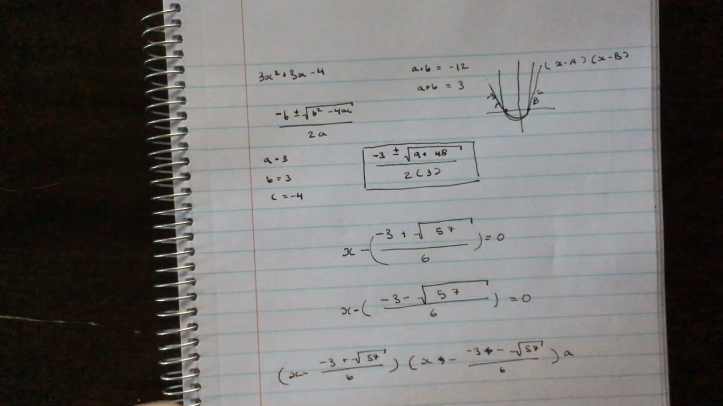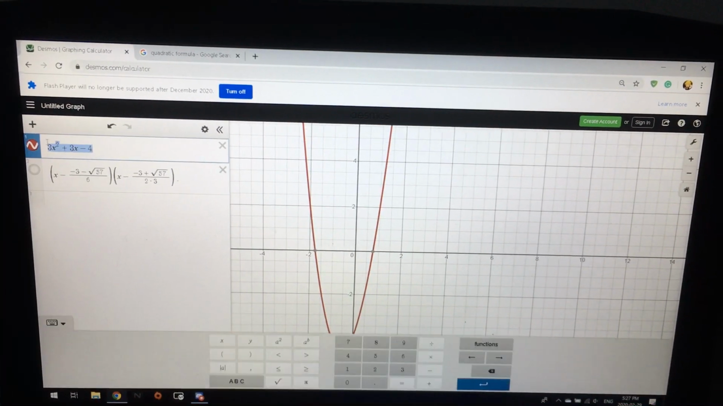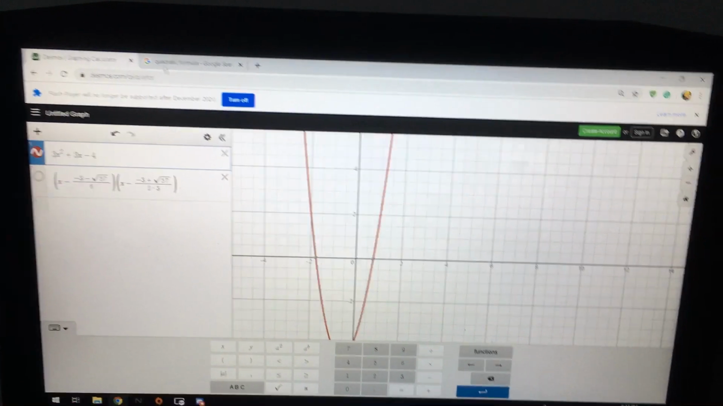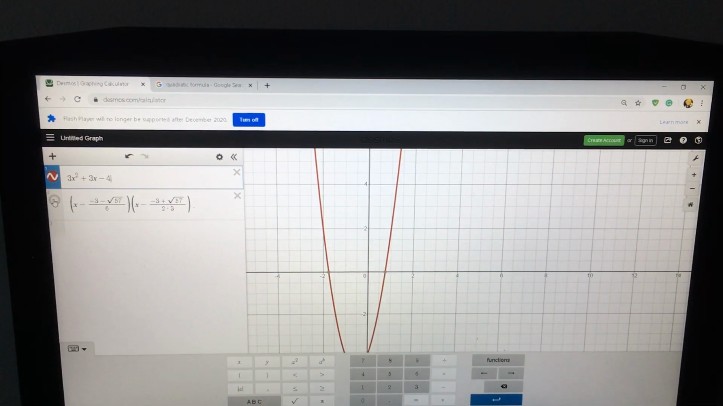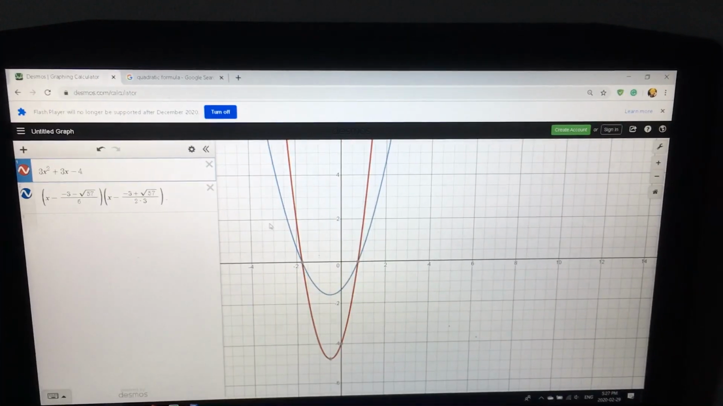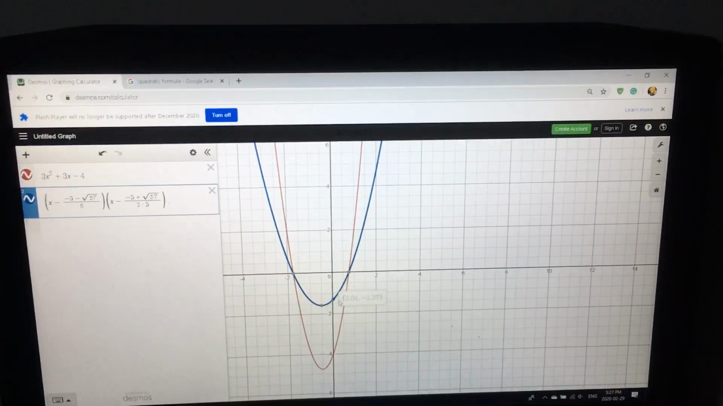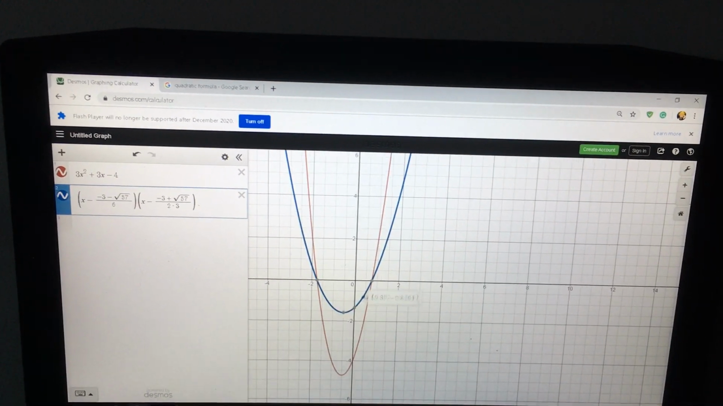Now, let's actually plug in the functions and see what we have. Okay, so we have our computer right there. This is our original function that's showing in red. And this is the function we just created. And this is me searching the quadratic formula because I forgot it. We all make mistakes. Okay, so now this is the graph we just made. As you can see, they both intersect where y is equal to 0.